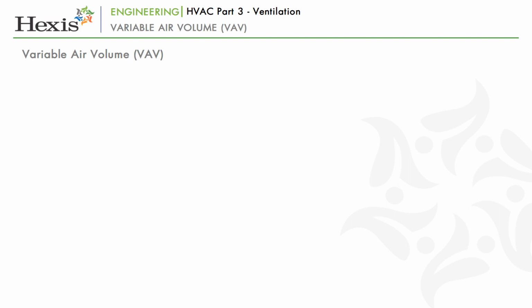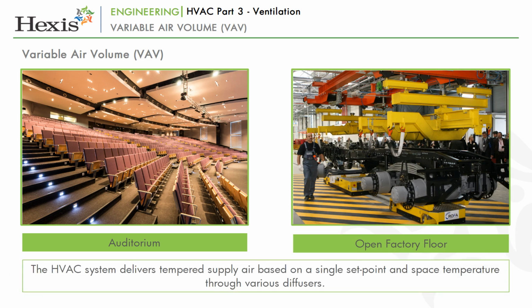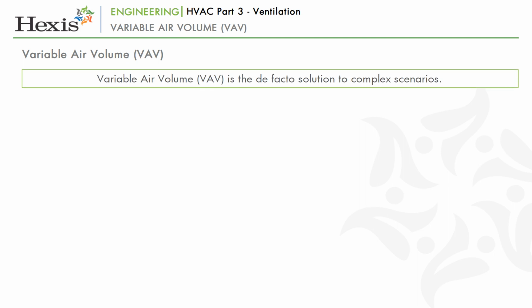When the space to be cooled is large, such as an auditorium or open factory floor, the HVAC system delivers tempered supply air based on a single set point, and space temperature through various diffusers. This method of distribution, referred to as zone control, however, is not suitable for situations when the system must maintain the comfort level in several zones and the problem becomes more complex. For example, an office area system must maintain a comfortable temperature based on multiple set points in individual rooms. Variable air volume (VAV) is the de facto solution to these more complex scenarios.